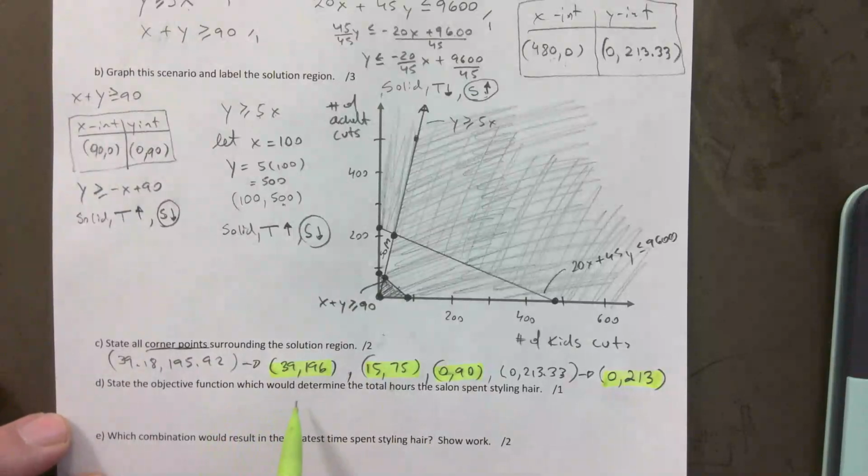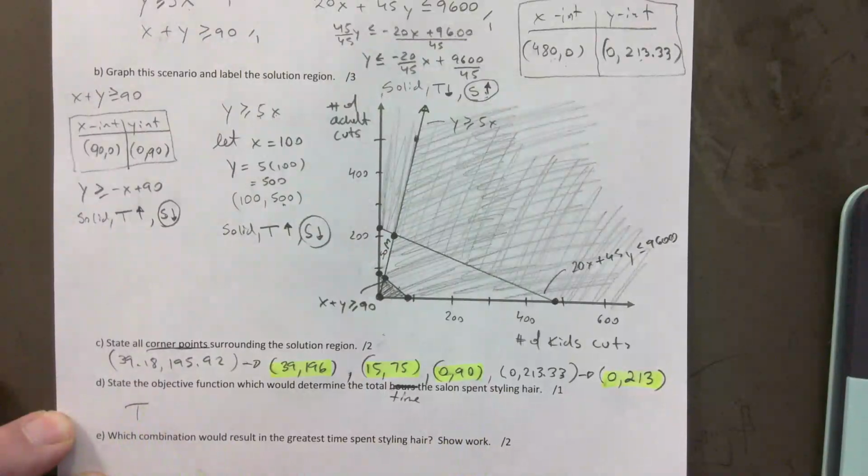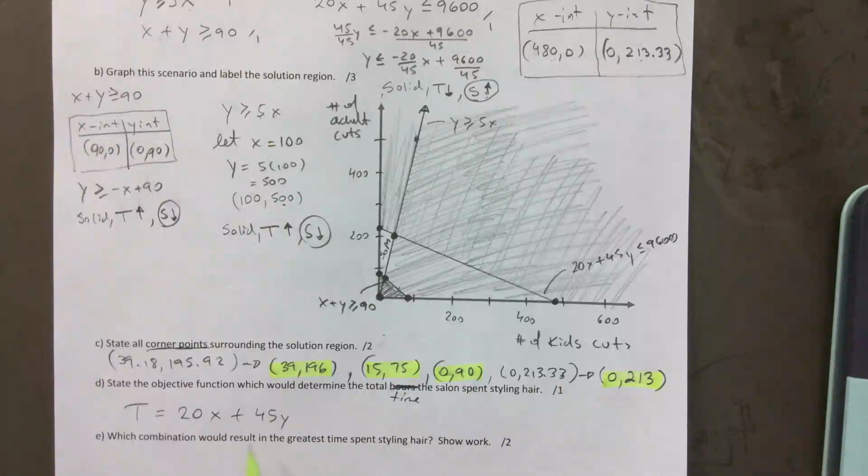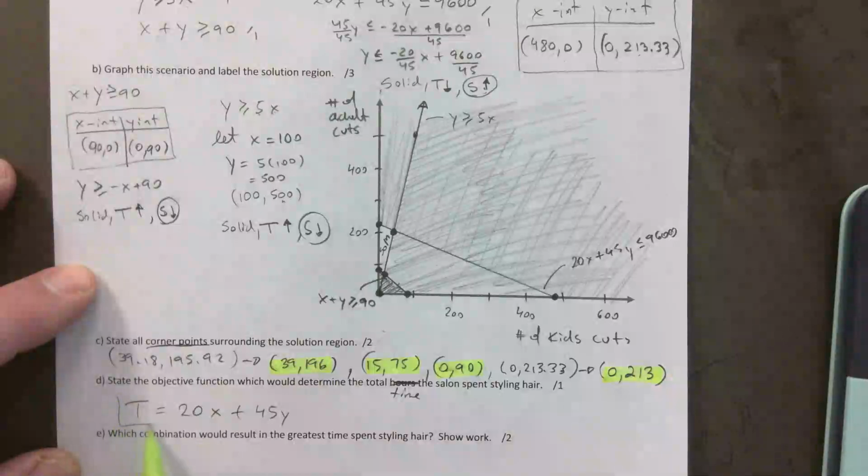State the objective function that would determine the total time. I told you to change this to time, the time spent styling hair. Let's call this T for time or H for hours if that's what you want to do. All you need to do is, we're talking about time, it'll be 20 for every kid's cut and 45 for every adult cut. This one you could have done even without solving the system, honestly.